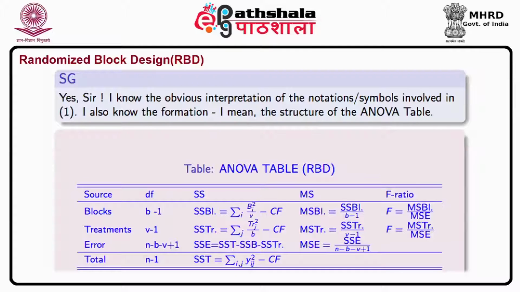And the error sum of squares comes from the subtraction because of the important result that the total sum of squares is nothing but sum of squares block plus sum of squares treatment plus sum of squares error. That is called the orthogonal splitting of total sum of squares. Because of that result you get error by subtraction. So this table, as you know, is very easy to compute all the component values.